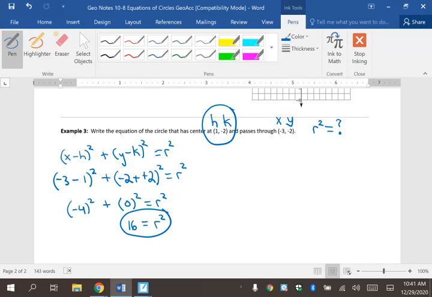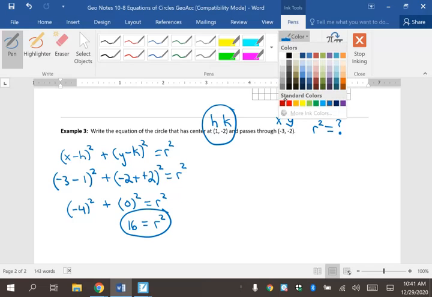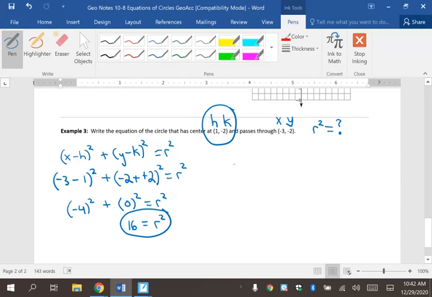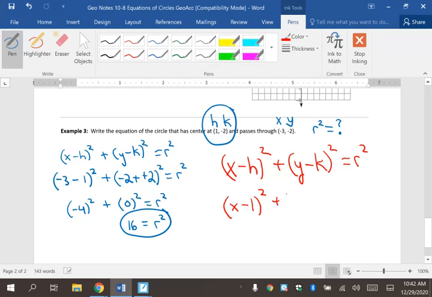We just need r squared because the question is, what is the equation of the circle? That is (x - h)² + (y - k)² = r². And instead of h, k, and r, let's plug in those numbers. So h is 1, so (x - 1)² + (y - k)², so minus a negative 2 is plus 2, squared, equals the r squared, which is this 16. That is our final answer.